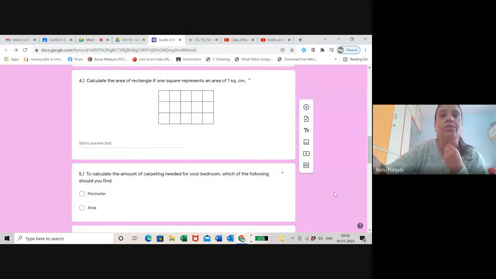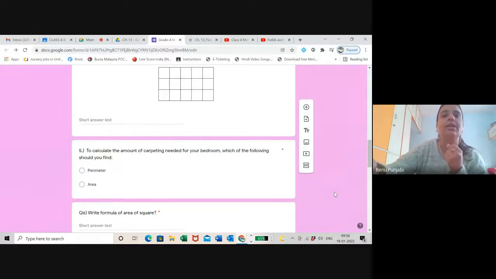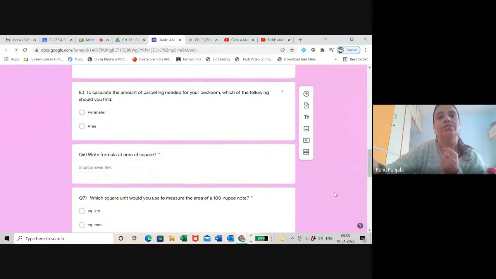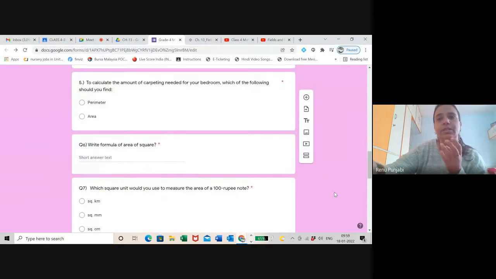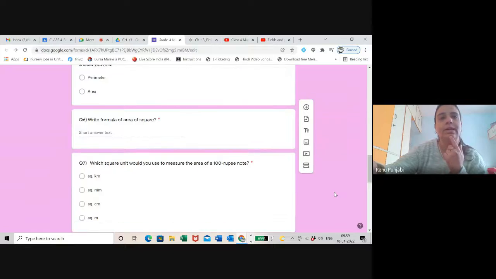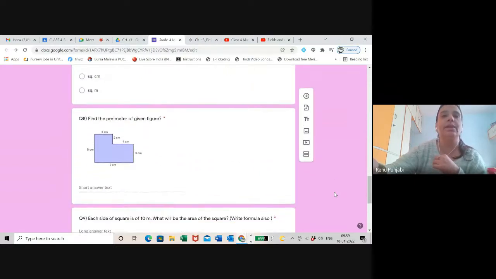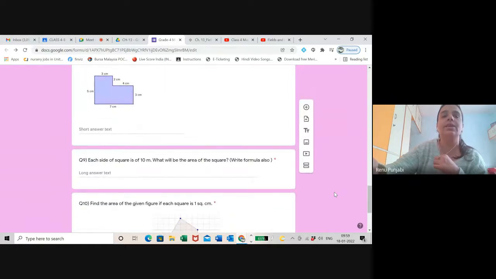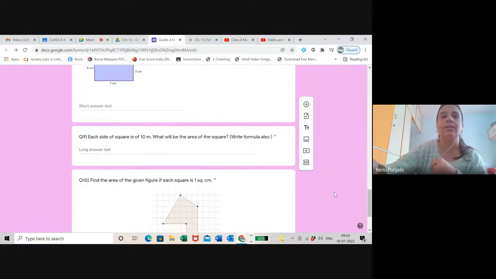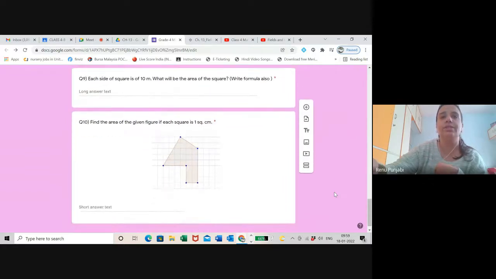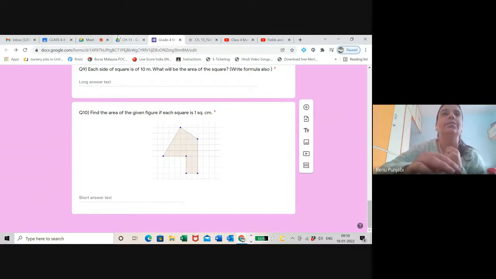To calculate the amount of carpeting needed for your bedroom, which of the following should you do? You have to find out the area or the perimeter. Write the formula of area of a square. Which square unit would you use to measure the area of a 100 rupee note? Square centimeter, square millimeter or square meter? It is a 100 rupee note, so which unit will be used? Find the perimeter of the given figure. Each side is 10 meter. What will be the area of the square? And find the area of the given figure, which we found by counting the internal squares and calculating the half squares, as we have done in the last class.